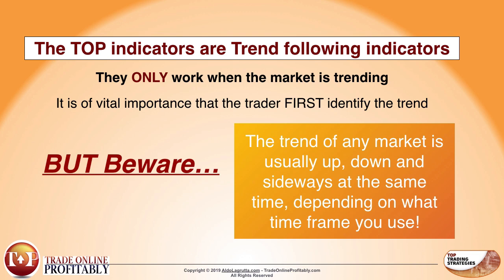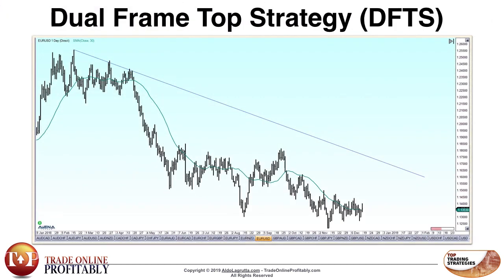Let's examine this in more detail so you are better familiarized with a key aspect of our dual frame top strategy, DFTS. For example, this is a daily chart of the euro. The downtrend line clearly defines this trend as down. So does the slope of the moving average.